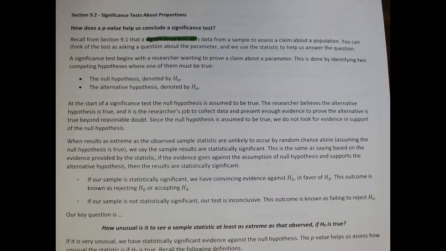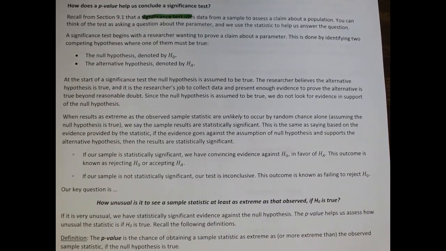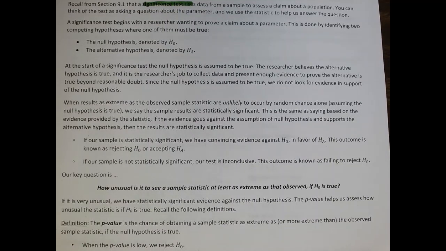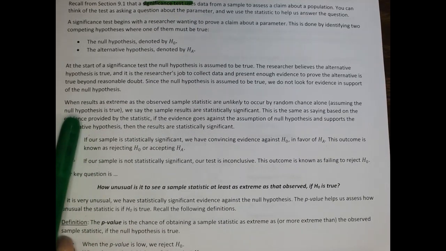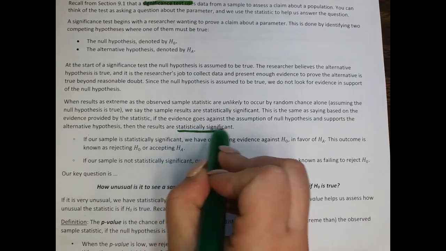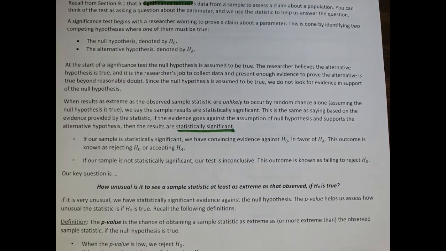So when results as extreme as the observed sample statistic are unlikely to occur by random chance alone, assuming the null hypothesis is true, we say the sample results are statistically significant. This is the same thing as saying based on the evidence provided by the statistic. If the evidence goes against the assumption of the null hypothesis and supports the alternative, then the results are statistically significant. And so remember, statistically significant meant that we had enough evidence. So if our sample is statistically significant, we have convincing evidence against the null in favor of the alternative. This is known as rejecting the null or accepting the alternative.